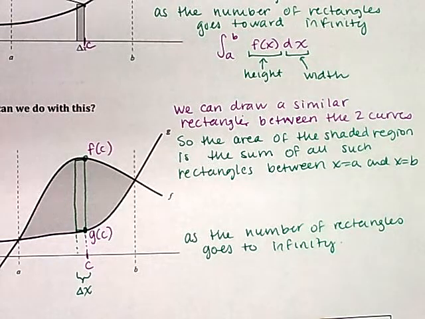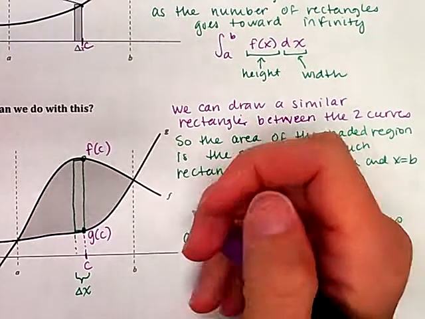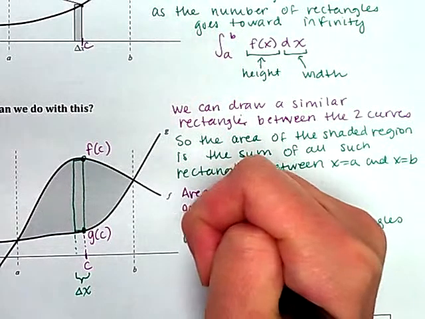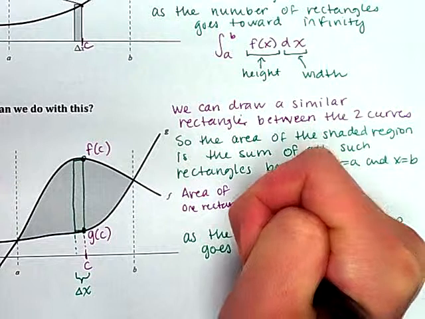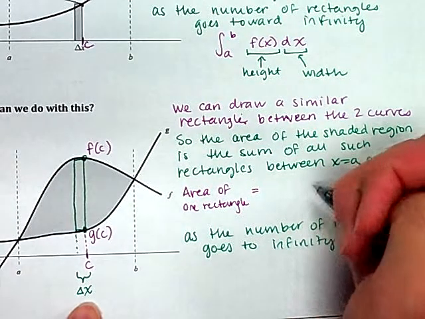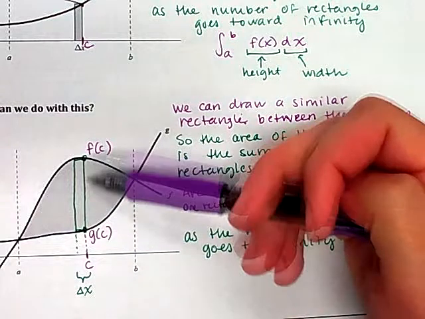So in that case, the area of a rectangle should be its height times its width. Well, its width is easy. Its width is still delta x. But how can I determine the height?